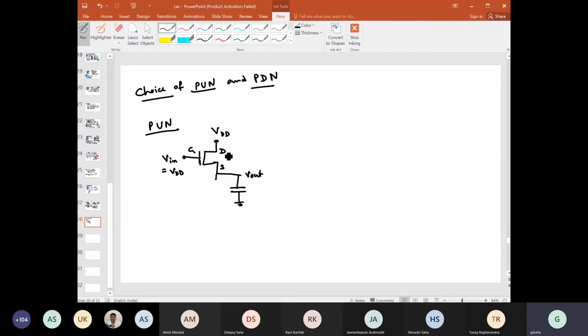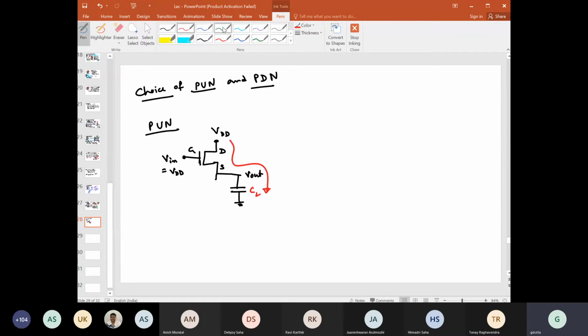Right. So in this case, what is happening? This capacitor, CL, has to be charged through this transistor. Now tell me, can you comment on the maximum voltage that can reach across this CL? Can it reach completely to VDD?